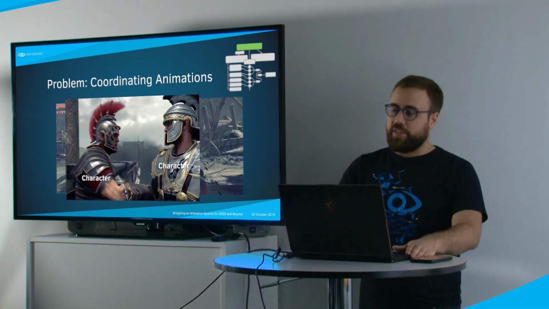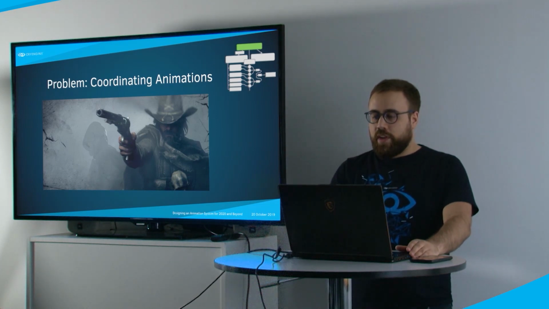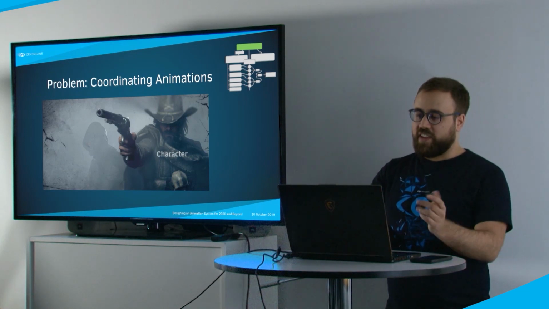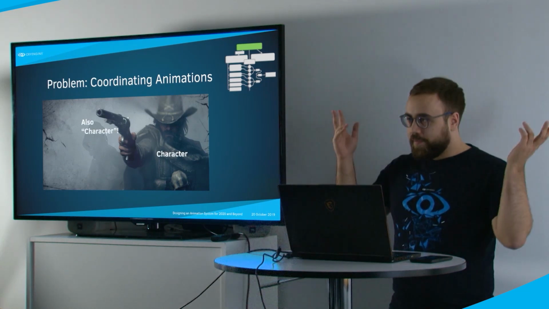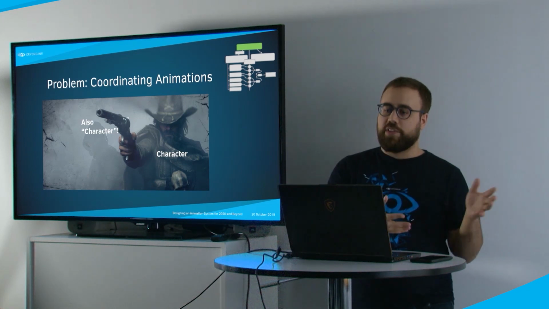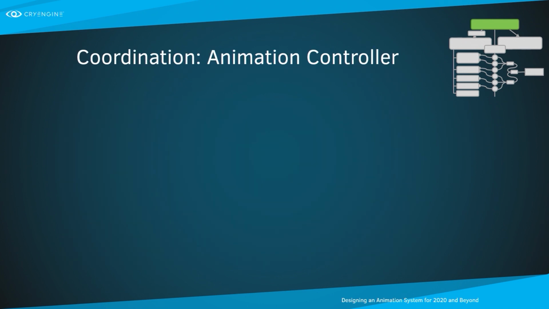Another problem in coordinating different characters is when you have an object held by a character, which might be a skeletal mesh. And in this case, in CRYENGINE, this is a character. This is also a character. And we need to coordinate them with each other so that the animation that you play on the gun exactly corresponds to the animation that's being played on the player. So this is what the animation controller does.